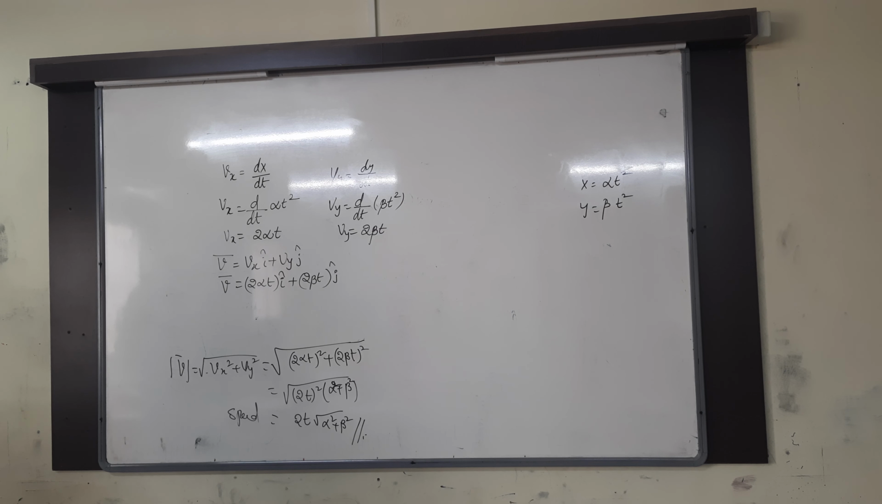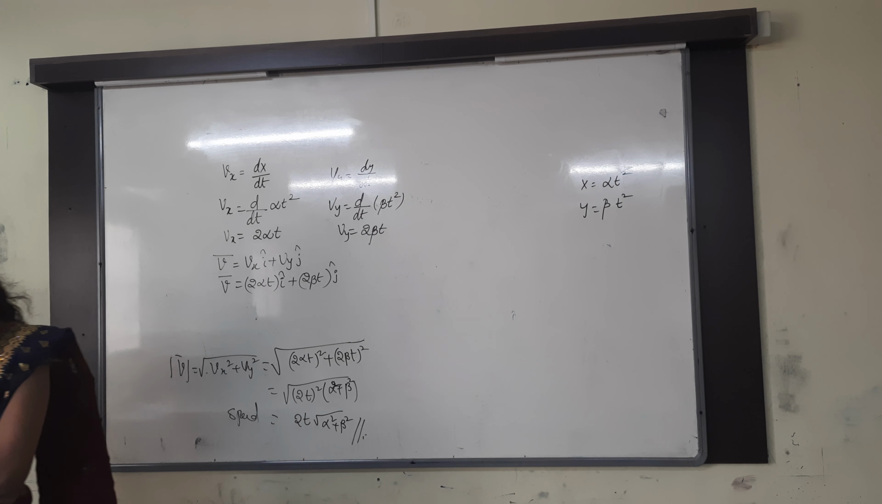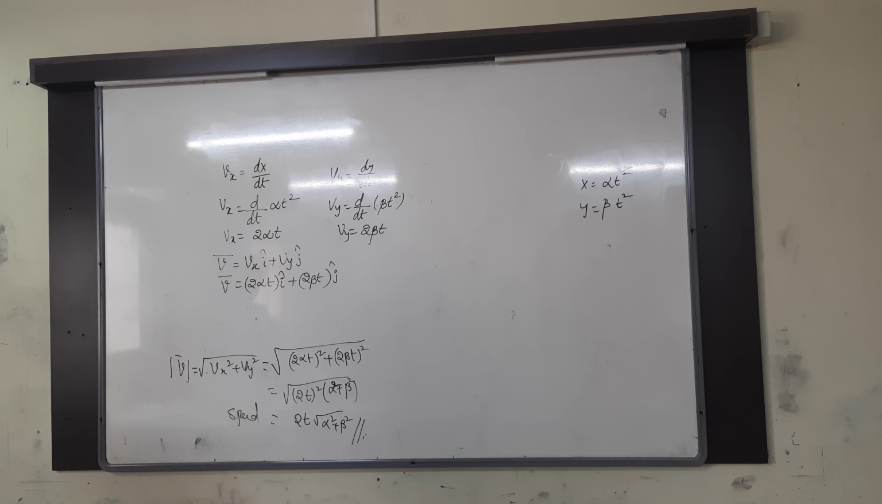Next product, vector product. First one, dot product or scalar product.